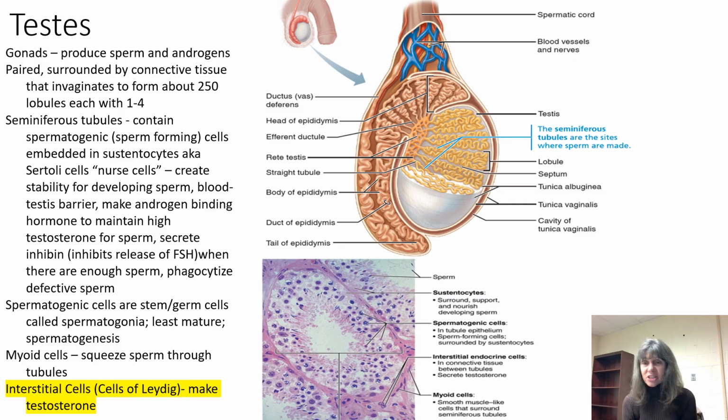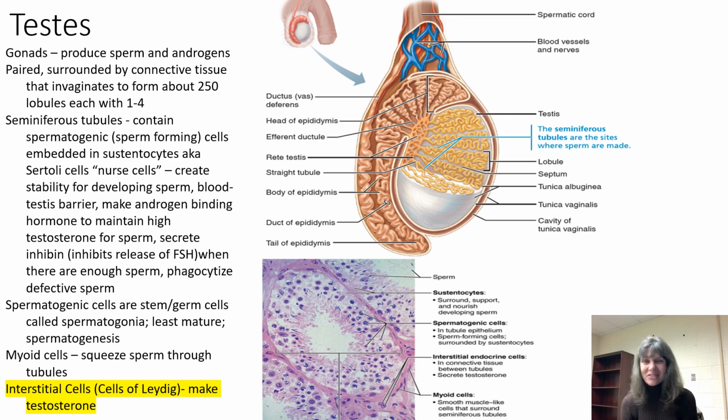The tunica vaginalis is the outer membrane of connective tissue, and they don't have a visceral and parietal name for this. They just call it the tunica vaginalis, whether it's actually on the surface of the testis or lining the cavity. And they actually call the cavity the cavity of the tunica vaginalis.